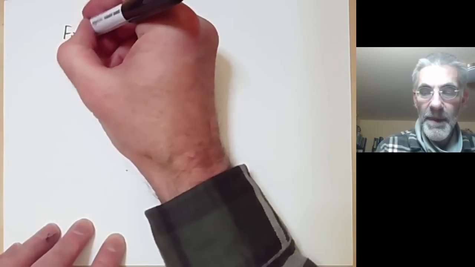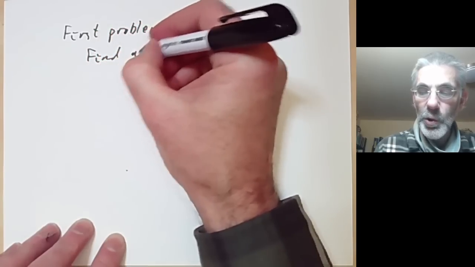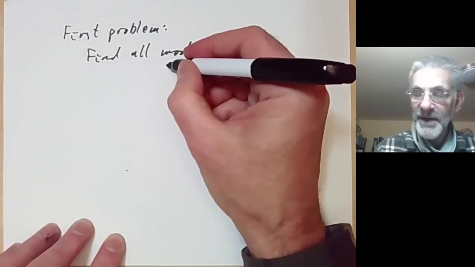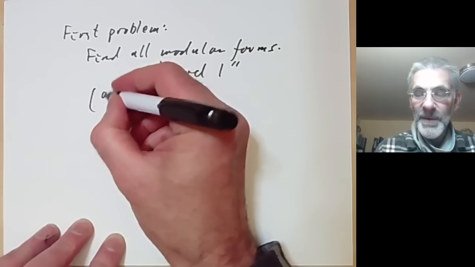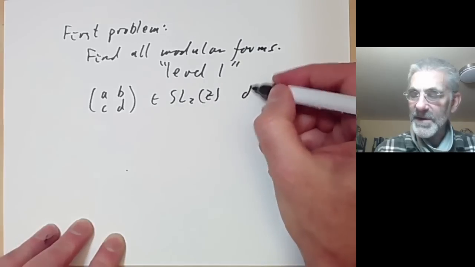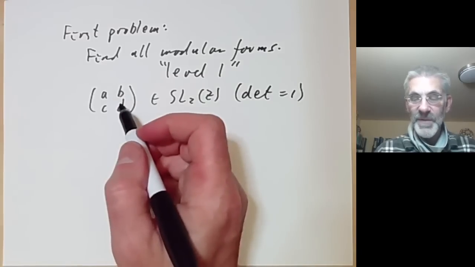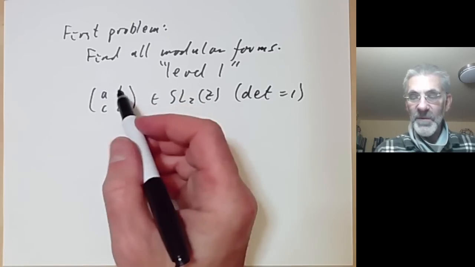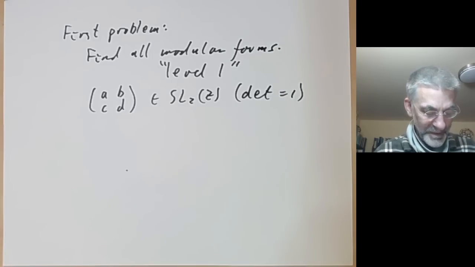The first problem that we want to solve is to find all modular forms. Well, actually, we're going to find all the modular forms of level 1. So level 1 means we're using all matrices A, B, C, D in SL2 of Z, so the determinant is equal to 1. And you may say, what's so special about this group? And the answer is there isn't anything particularly special about it. We can define modular forms for all sorts of other groups, but this is the easiest case, so it's what we're going to do first.